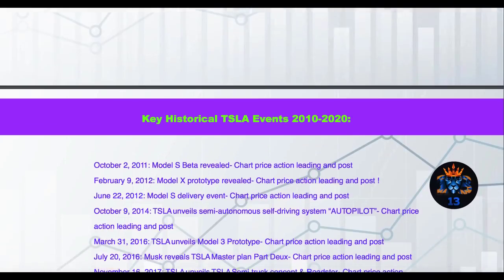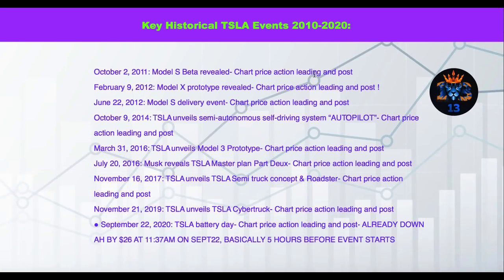Let's go. Now, the key historical data we're going to take a look at is October 2nd, 2011. Model S revealed, chart price action analysis leading to the event and post-event. February 9th, 2012, Model X prototype revealed. June 22nd, 2012, Model S delivery event. October 9th, Tesla unveils semi-autonomous autopilot. March 31st, 2016, Tesla unveils Model 3 prototype. July 20, 2016, Musk reveals Tesla Master Plan Part 2. November 16, 2017, Tesla unveils Tesla semi-truck concept and Roadster. November 21st, 2019, Tesla unveils Tesla Cybertruck.